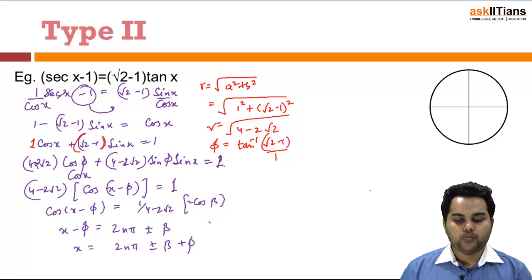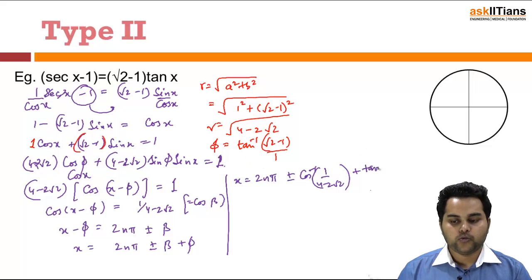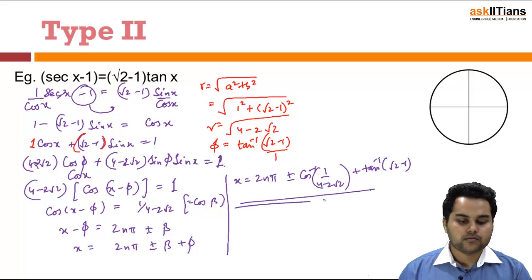Now I would replace beta and phi in terms of the original variables that I had. That would give me x is equal to 2n pi plus minus cos inverse of 1 over r, plus phi, which can be written as tan inverse of root 2 minus 1. That will be my solution.